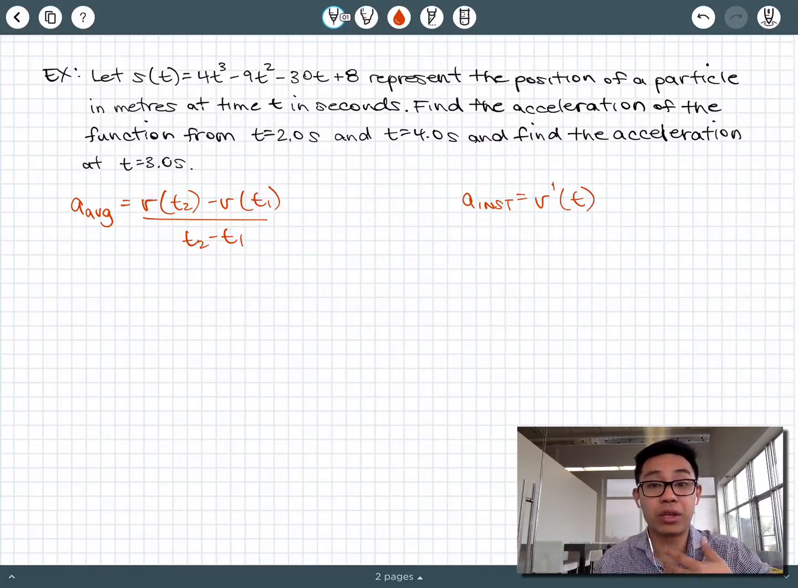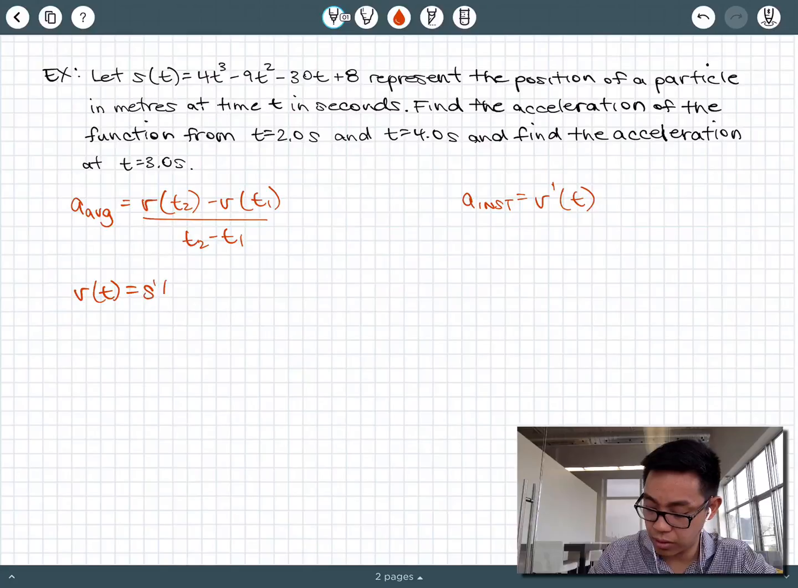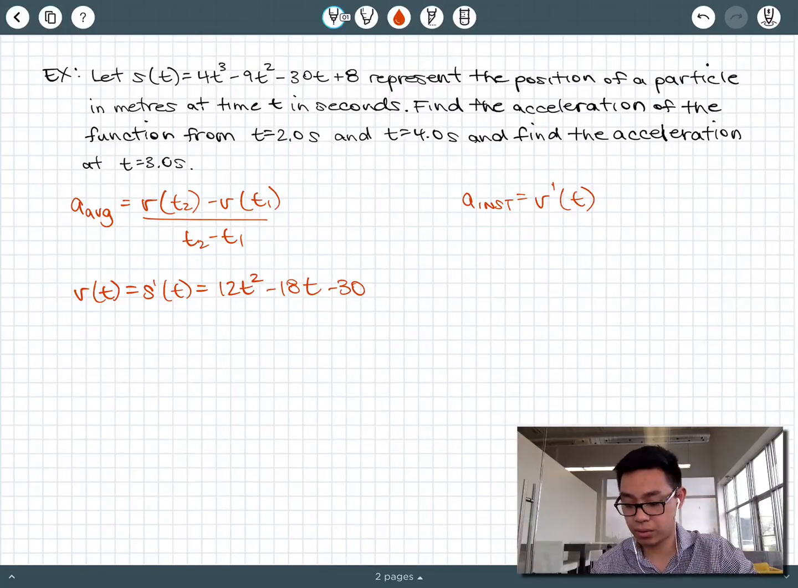So in order to do this, we're going to need first the velocity function. The velocity function v at t is found by taking the derivative of the position function. We can calculate that because it's simply power rule, so we get 12t squared minus 18t minus 30. So that is our velocity function.